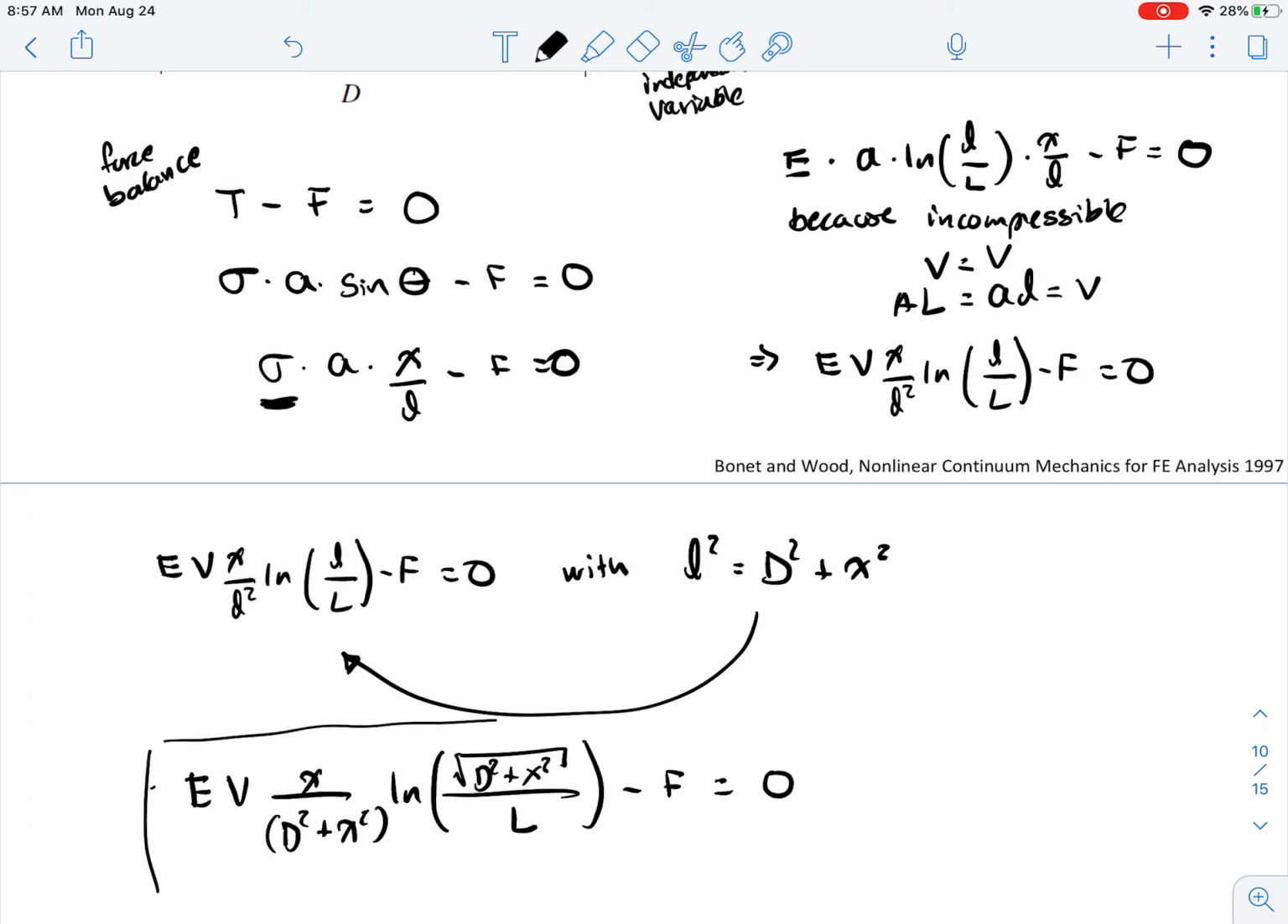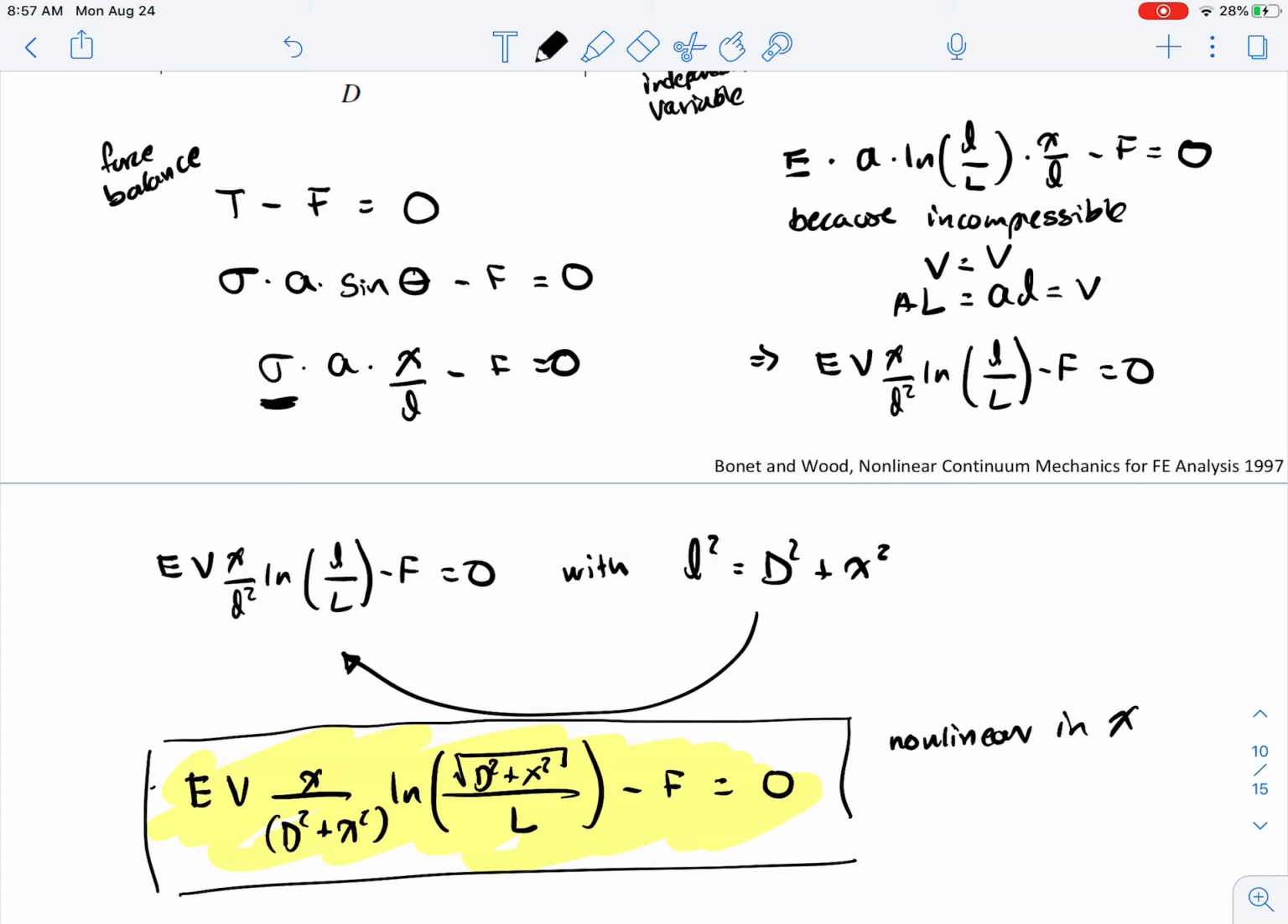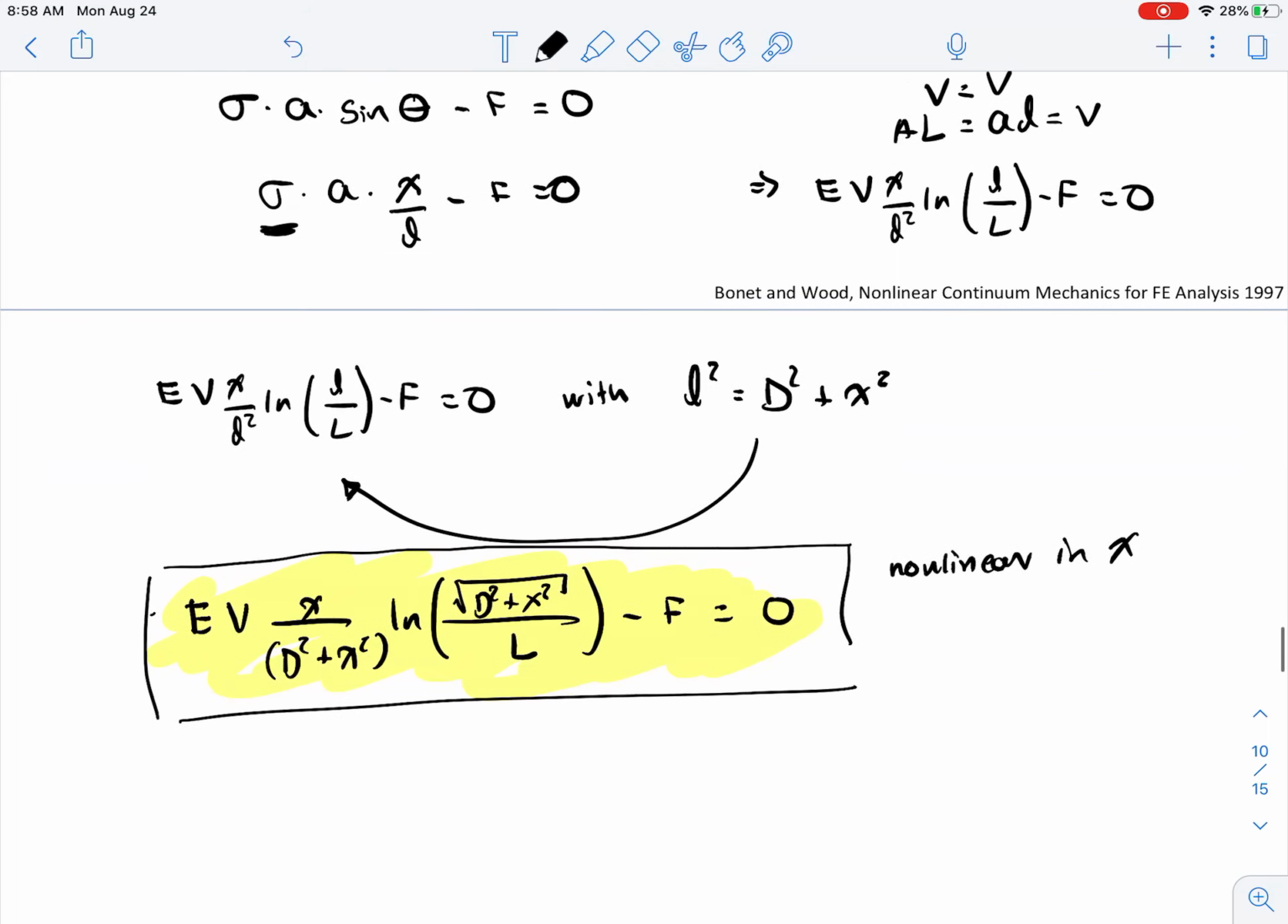So this is the equation that I need to solve with the logarithmic strain. So clearly nonlinear in x. So if I give you some force F and I ask you to calculate the displacement x, then you would have to solve this nonlinear equation.